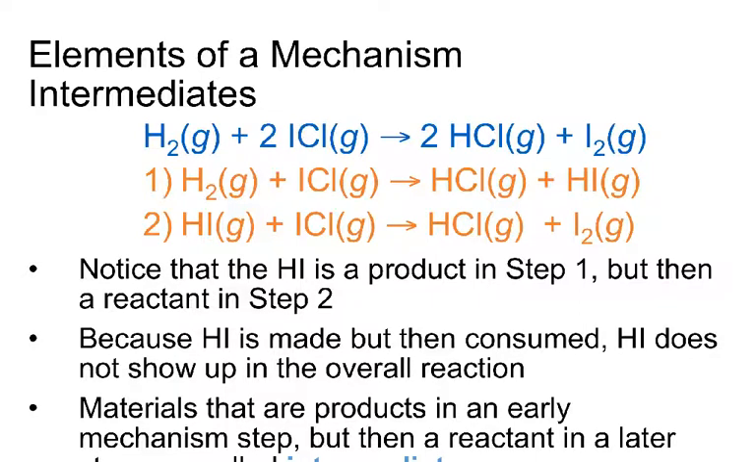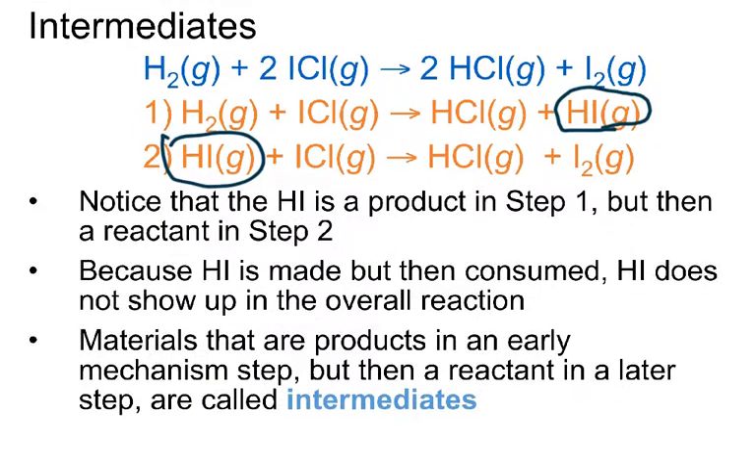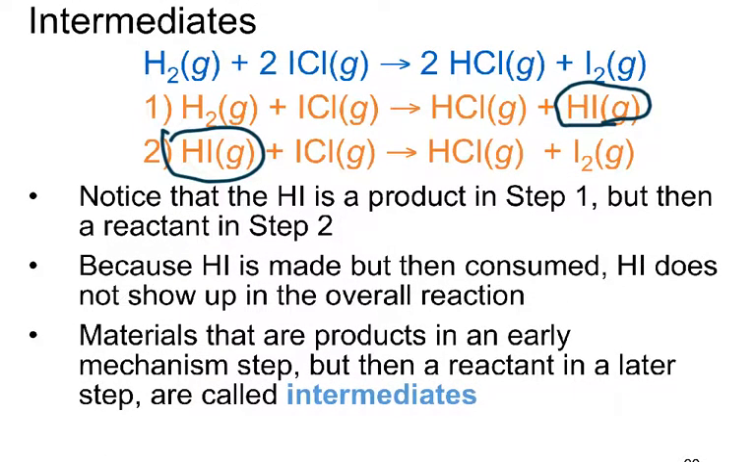Now, in this mechanism that we just talked about, notice that hydroiodic acid is formed and then reused. So it's a product in step 1, a reactant in step 2. It's made, then consumed. It doesn't show up in the overall reaction because for a reaction mechanism to be valid, it has to add up to the overall reaction. The term for something that's produced in an earlier step and then used up is an intermediate. So here hydroiodic acid is an intermediate in the reaction mechanism for this overall reaction.